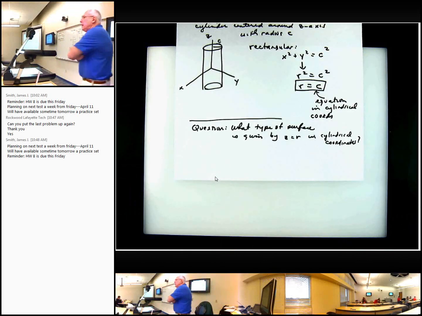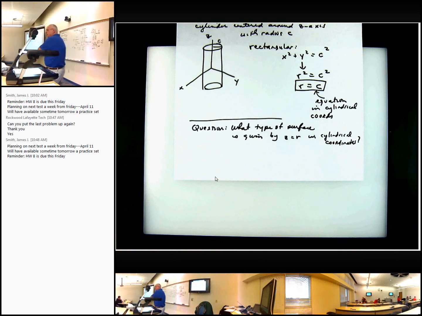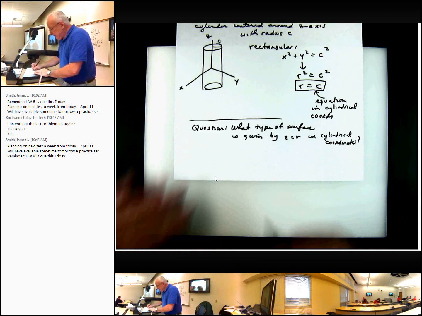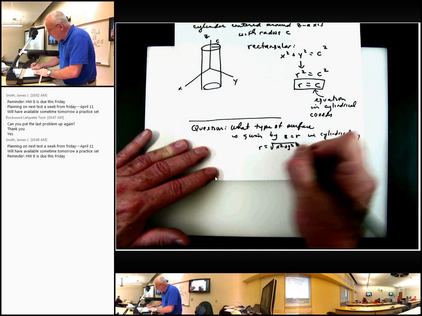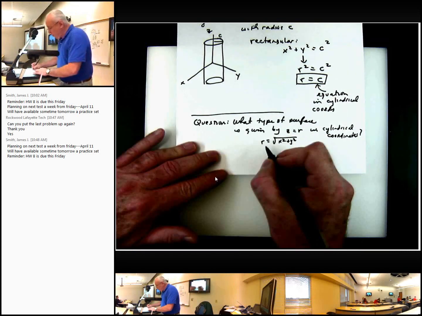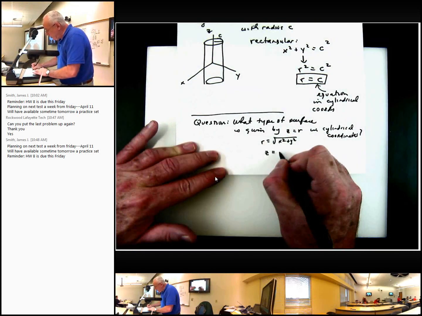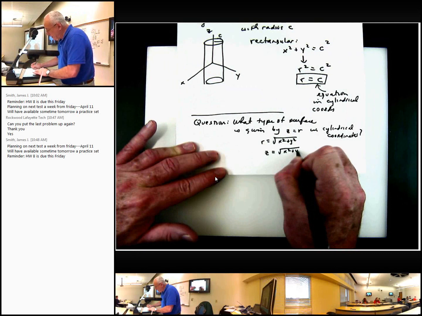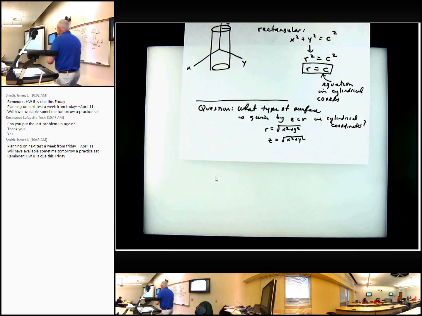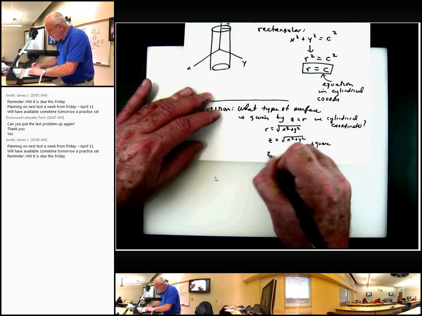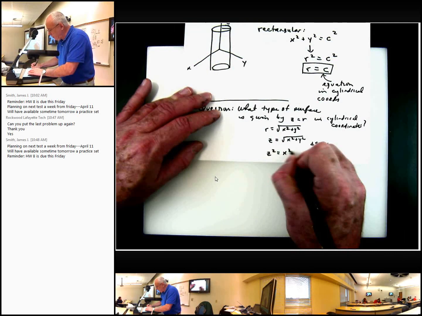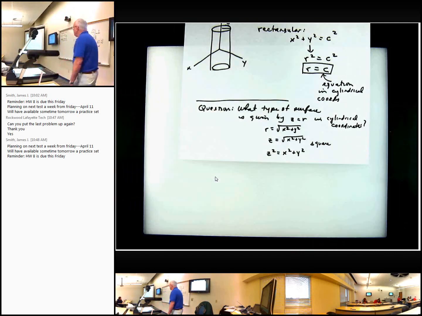Well, one way to find out is just to get it in terms of rectangular coordinates and see what we've got. Remember that r is equal to the square root of x squared plus y squared. So this equation here is z equals the square root of x squared plus y squared in rectangular coordinates. And if I square both sides, I end up with z squared equals x squared plus y squared in rectangular.